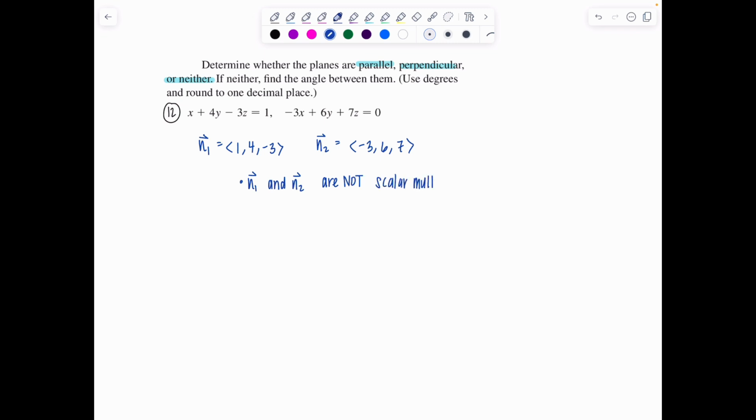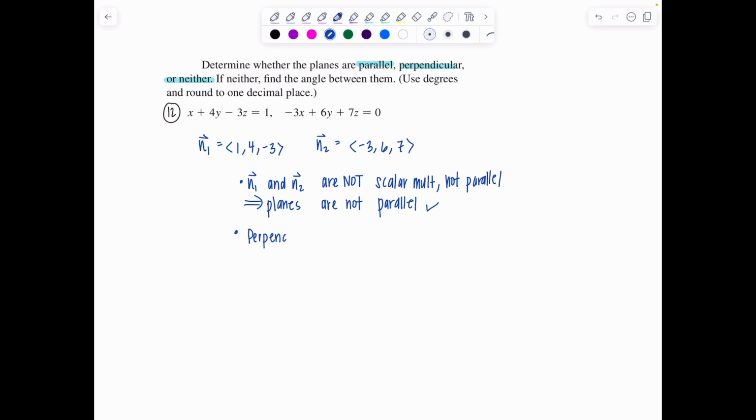So they're not parallel. The normal vectors aren't parallel. That means the planes are not parallel. Okay, that's done. What about perpendicular?